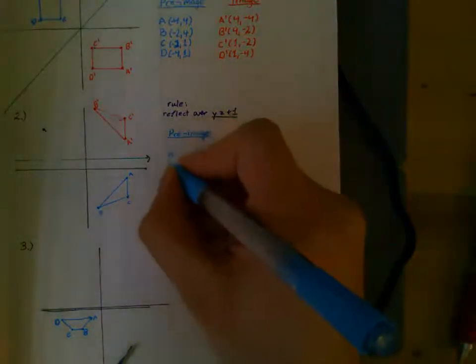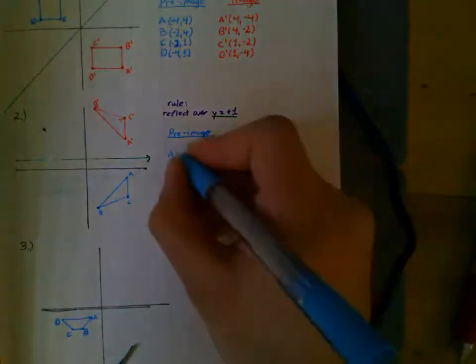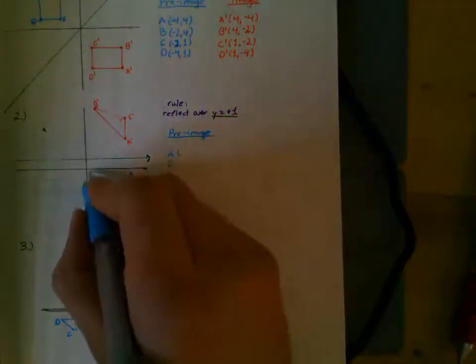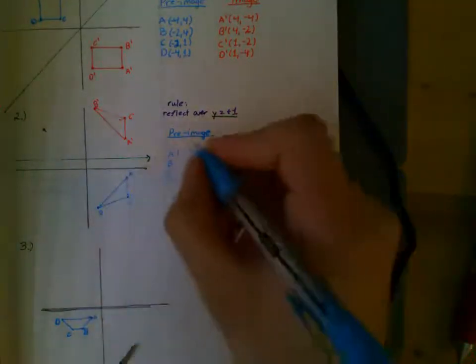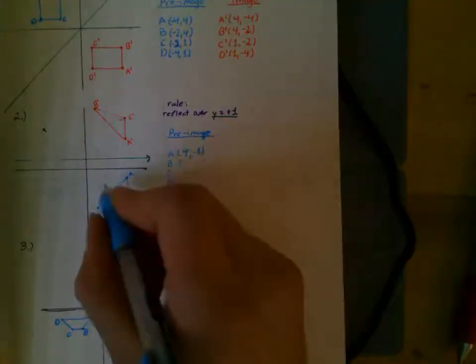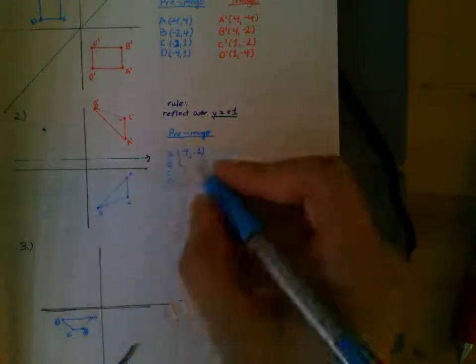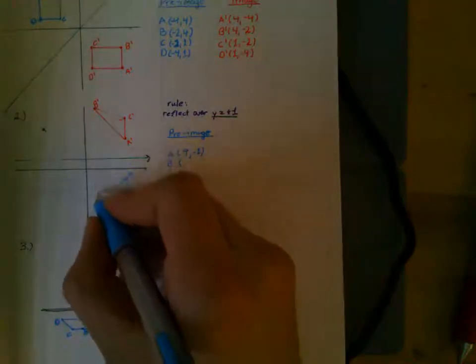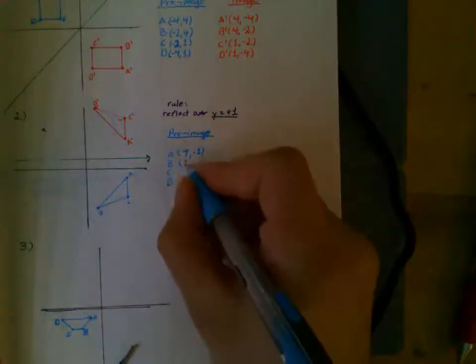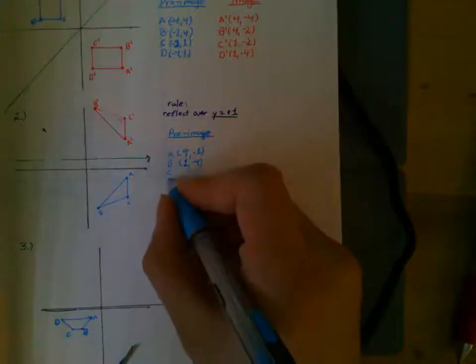I messed up. A, B, C, and D. So A is 1, 2, 3, 4. It's 4, -1. B is going to be over 1 and down 1, 2, 3, 4. Yep, over 1, -4. And I don't need a D, actually.